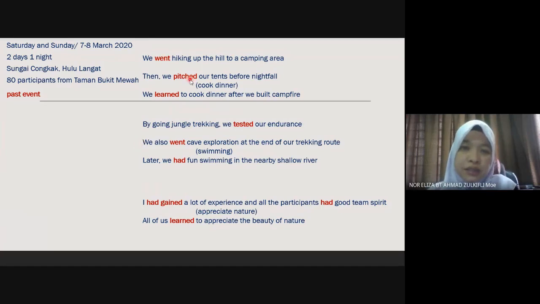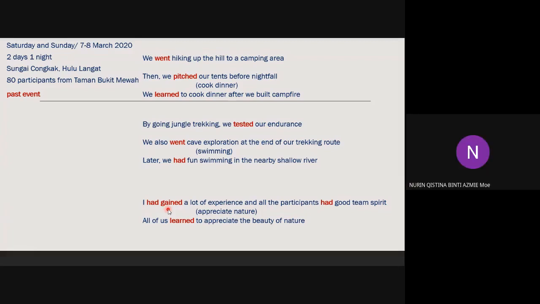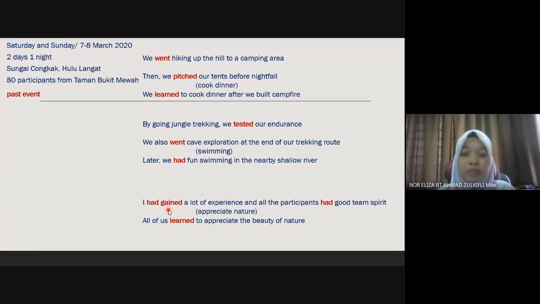What do you call this? This is simple past, with the ed at the end of the base of the root word. But what is this? What do you call this? Had gained. Anybody wants to try and guess? If it's wrong, it's okay. We are learning together here. What do you have here? Anybody wants to try? Past perfect tense. Very good. Past perfect tense. Okay, so past perfect tense.